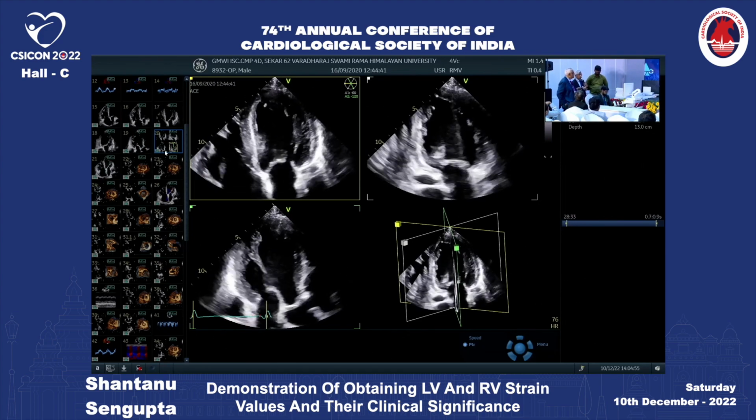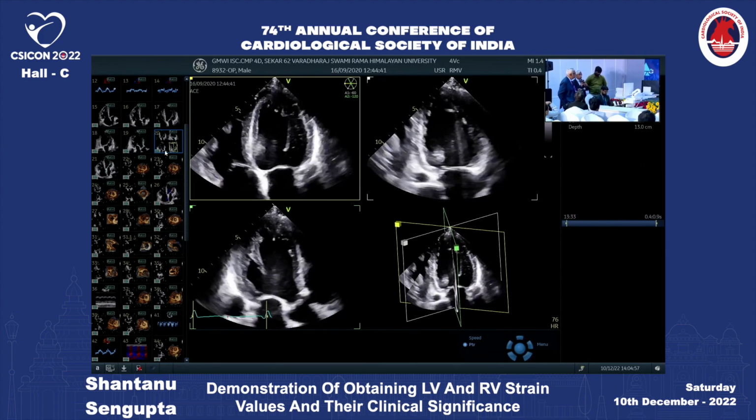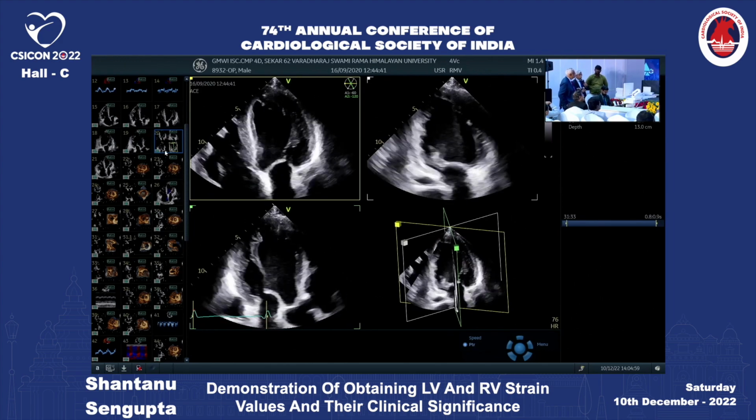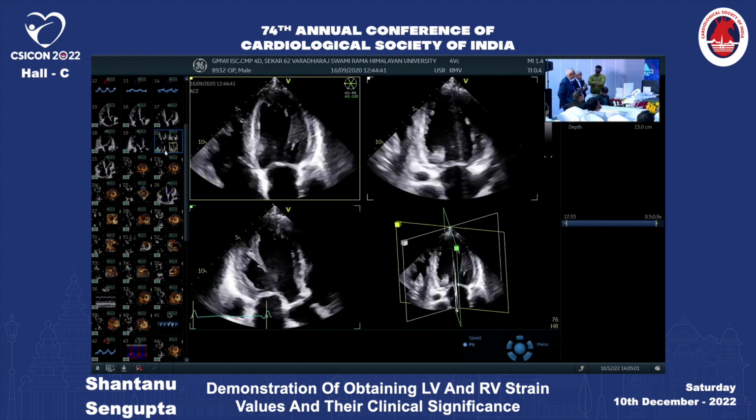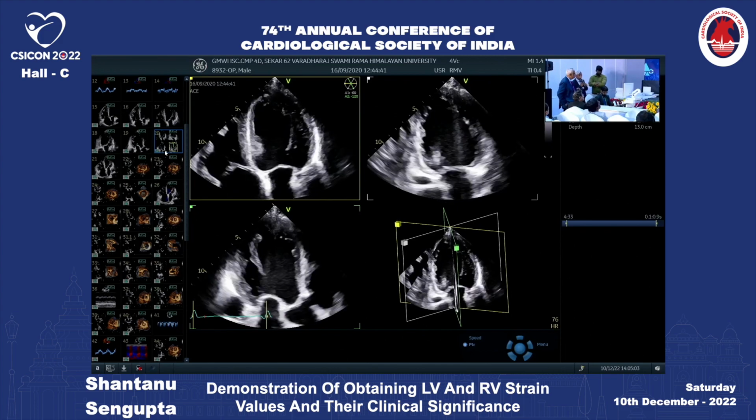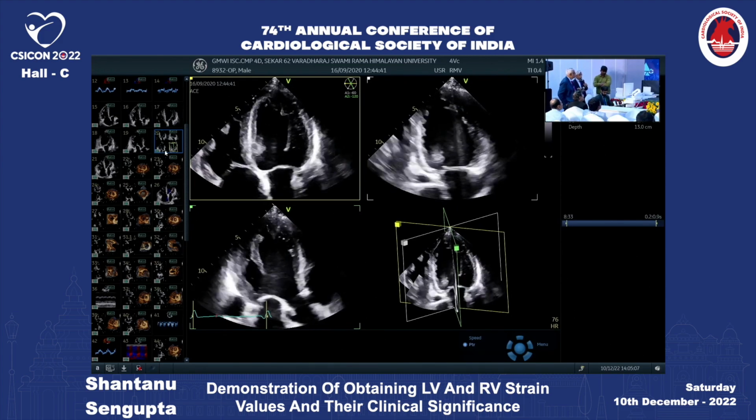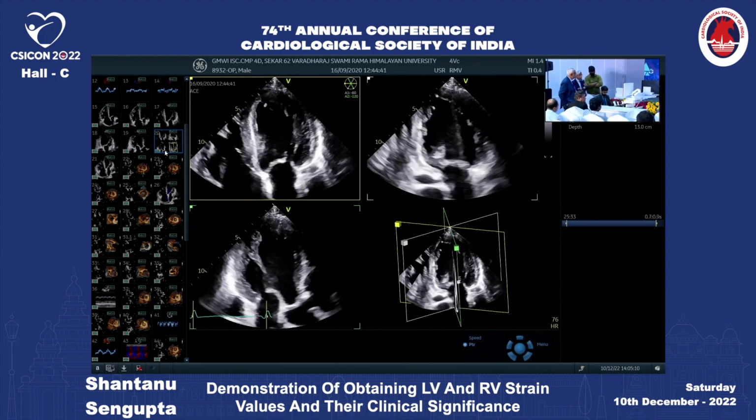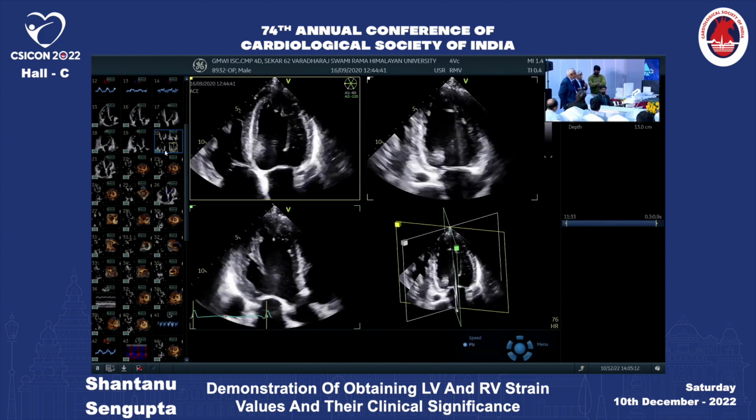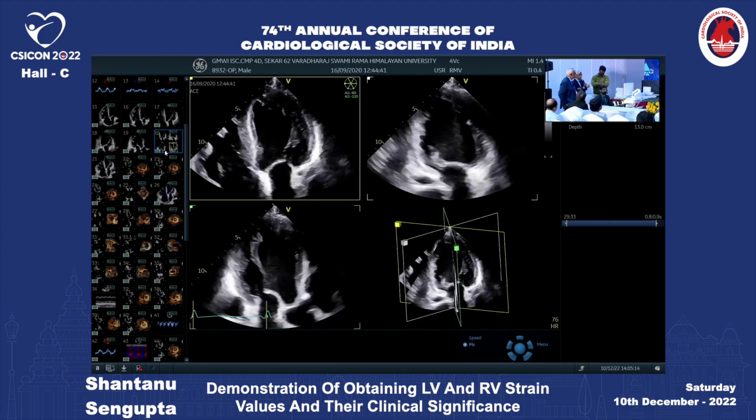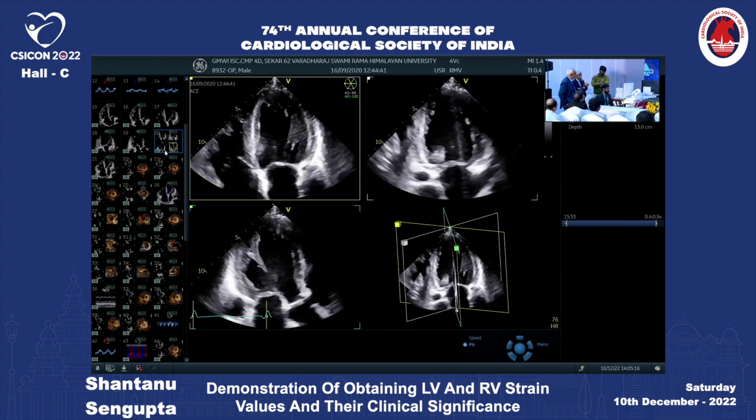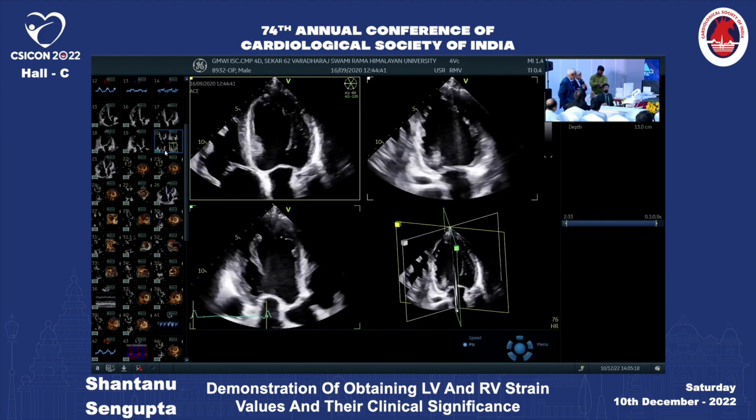Your separate acquisition of the 2D derived 3-chamber, 2-chamber, and 4-chamber may not match. The machine will say rates are different, and you will not be able to record the strain in those patients. So in those patients, please select the triplane view from your 3D, and then you can proceed with the strain analysis.